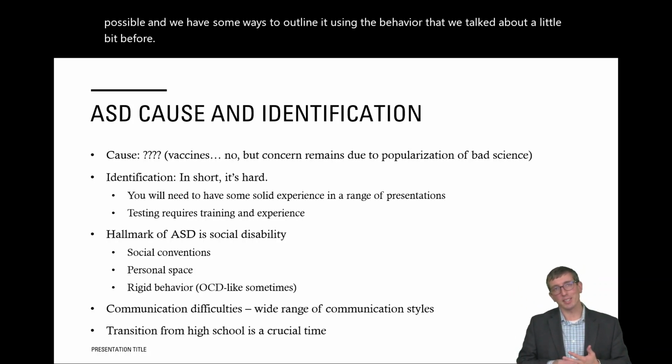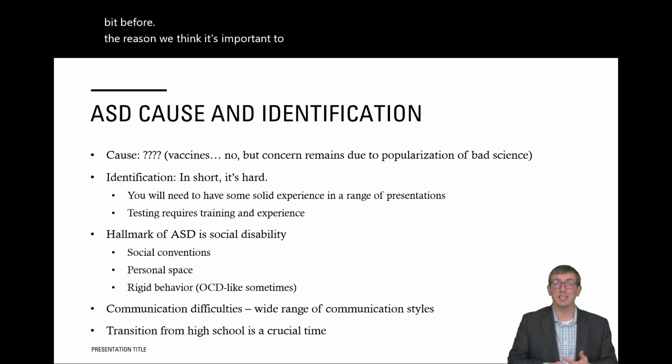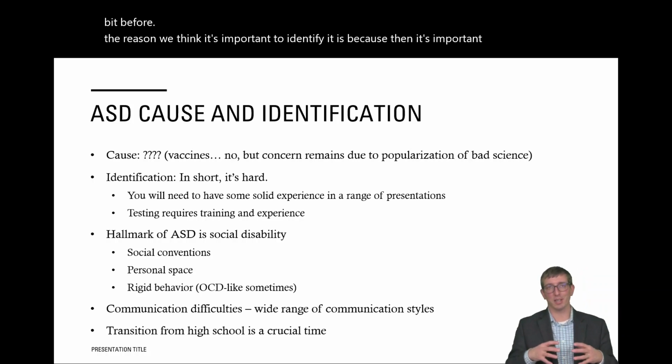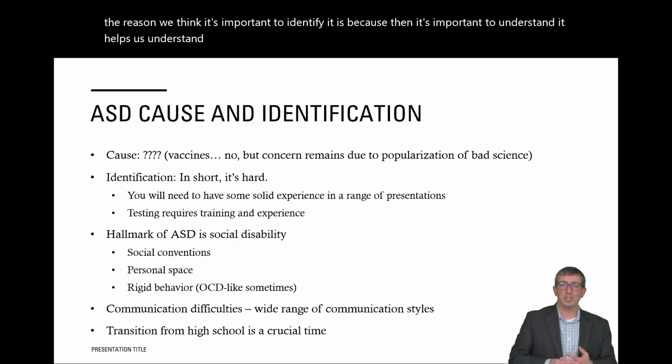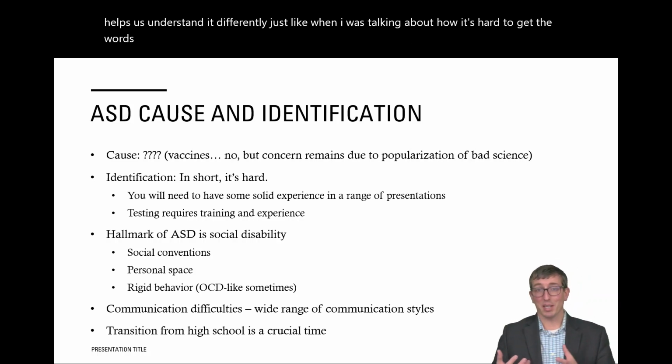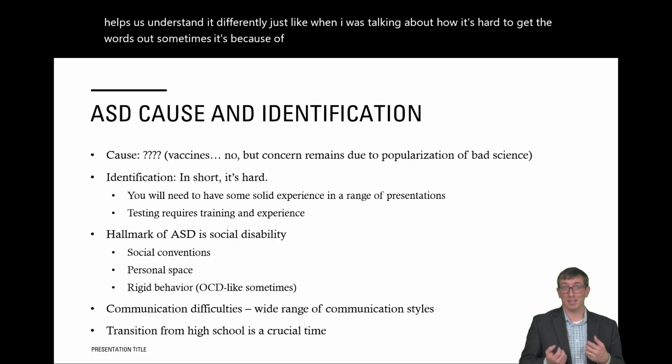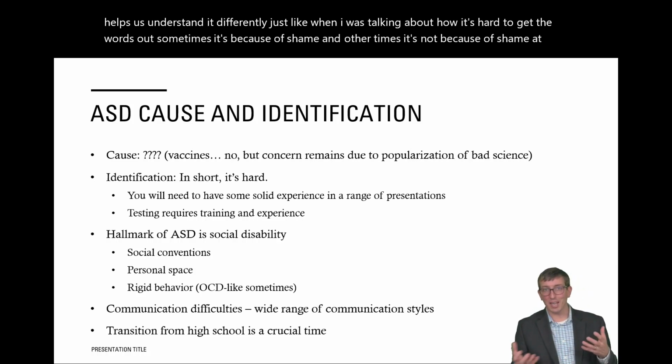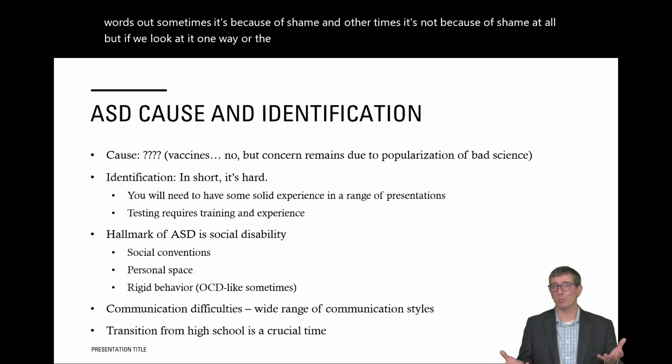The reason we think it's important to identify it is because it helps us understand it differently. Just like when I was talking about how it's hard to get the words out, sometimes it's because of shame, and other times it's not because of shame at all. But if we look at it one way or the other, it can change the way that we treat that, the way that we deal with it. You know what I mean?